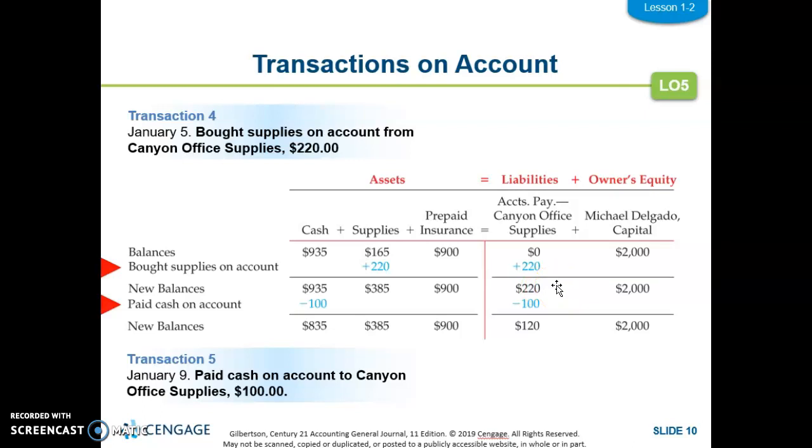Now what happens is on the fifth transaction when we pay Canyon Office Supplies, so that one is on January 9th, paid cash on account to Canyon Office Supplies $100. We paid cash, so cash is going to be decreased by $100. And then the amount that we owe Canyon Office Supplies is also going to be decreased by $100 as well. So if we subtract $100, you can see the new balance for Canyon Office Supplies is $120.